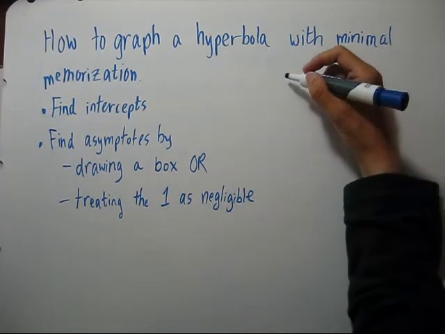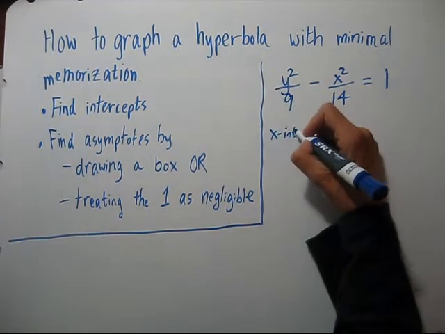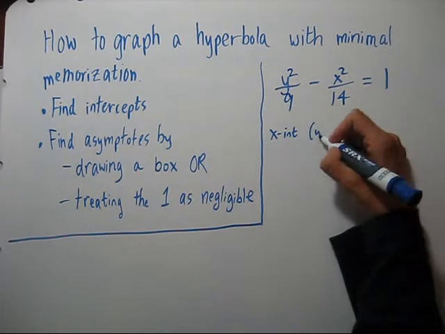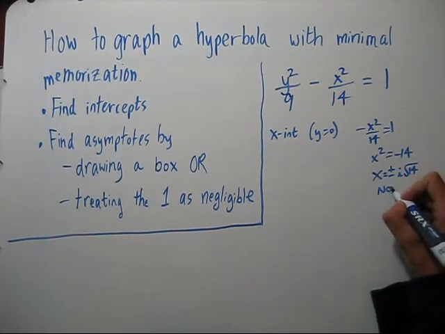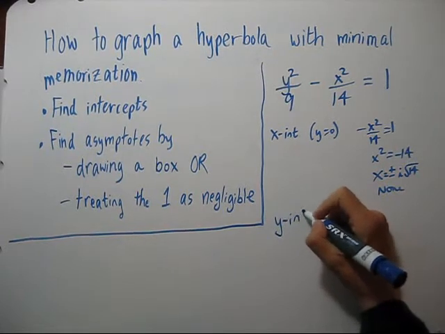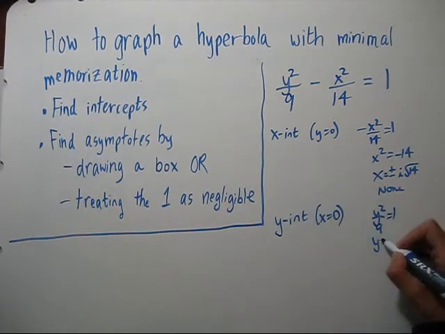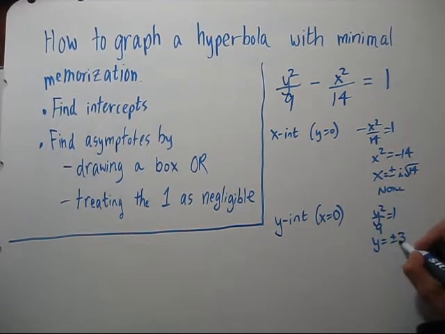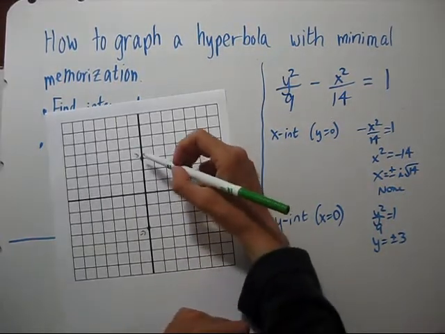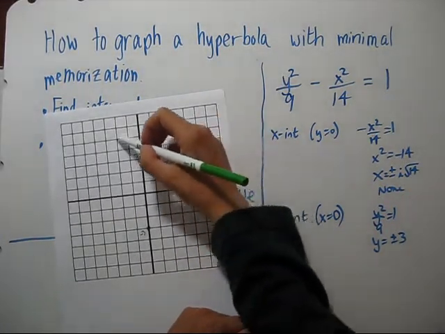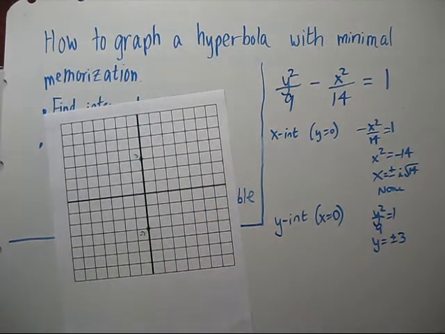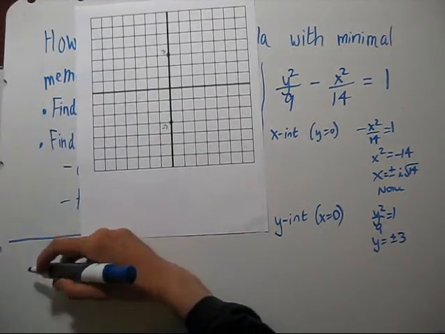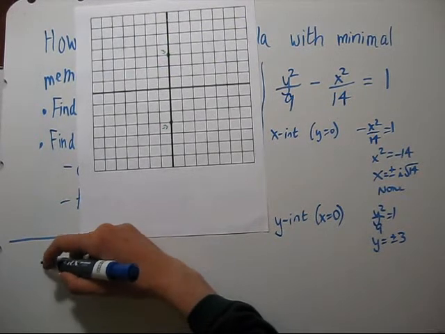So let's do one. To find the x-intercepts, we would set y equal to 0. We get imaginary numbers, so there are none. Our y-intercepts, we set x equal to 0, y equals plus or minus 3. That tells us that our hyperbola is going to be opening up and down rather than sideways. Now we're going to find the asymptotes.